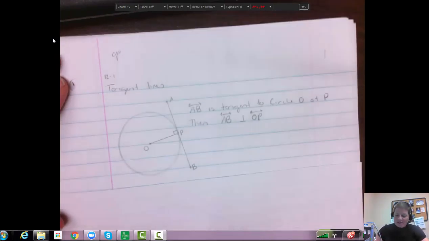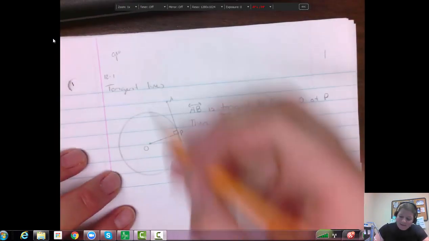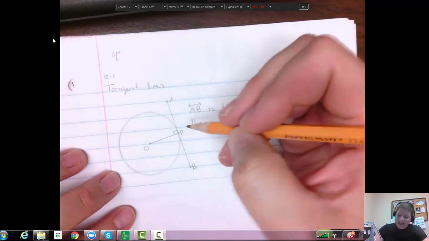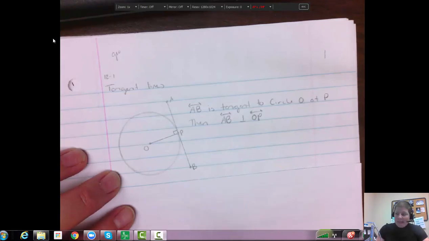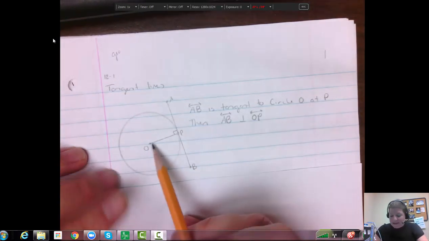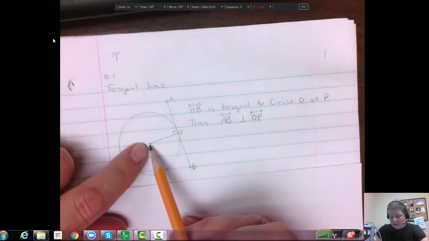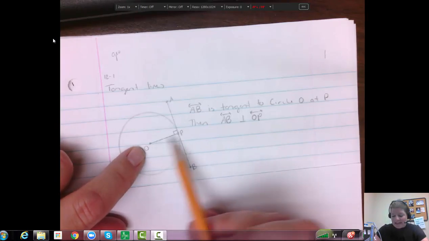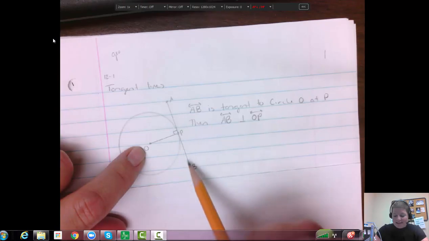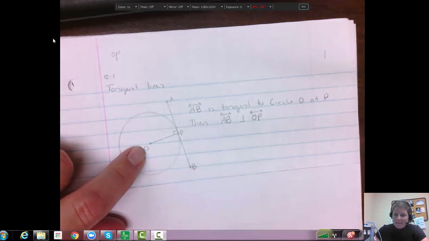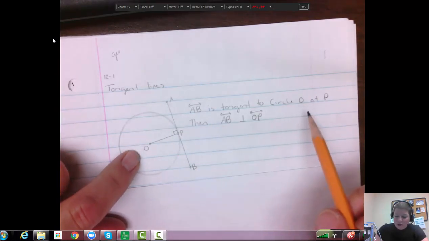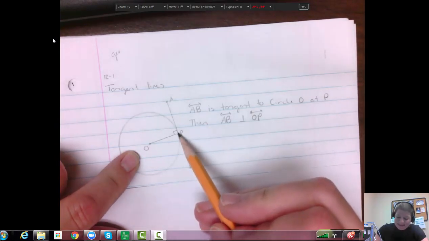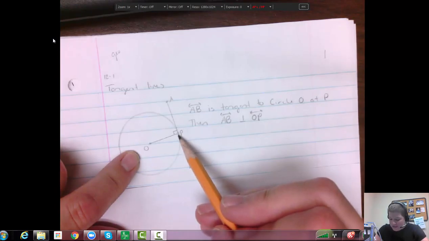A tangent line is when you have a circle and a line that touches that circle at one point. That tangent line happens to be perpendicular to the radius at the center of the circle. So AB is the tangent line to circle O in my picture at point P. So point P is the point of tangency.